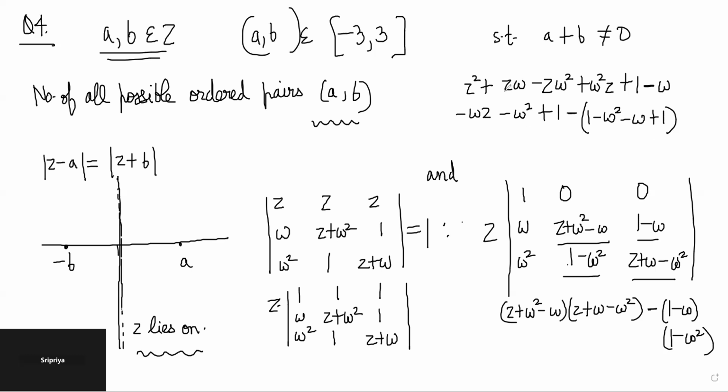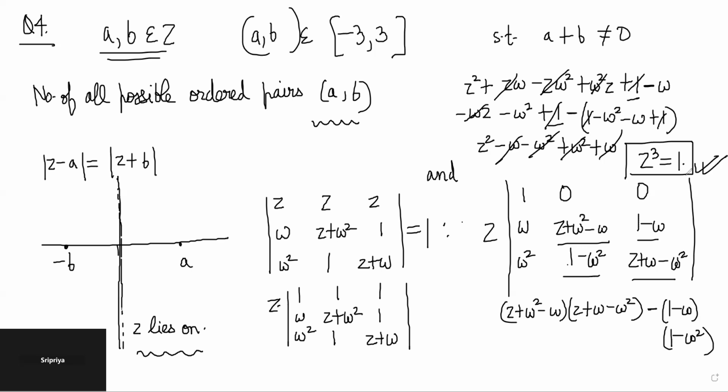So we are getting this cancels this, z w square, this cancels this. The two ones cancel out, which gets cancelled with these, and we'll have z square plus w minus w square plus w square plus w. It cancels out. So finally, after simplifying, we're getting z cube is 1. Okay, great. So z cube is 1, so options for z are 1, omega, omega square.